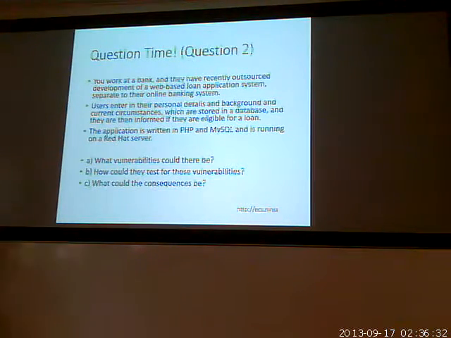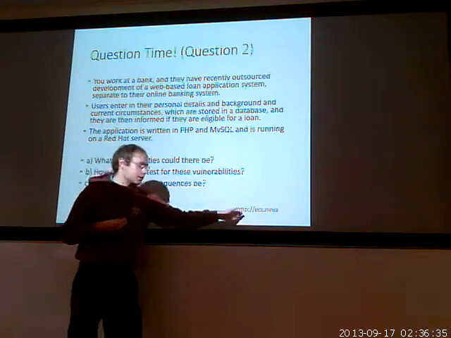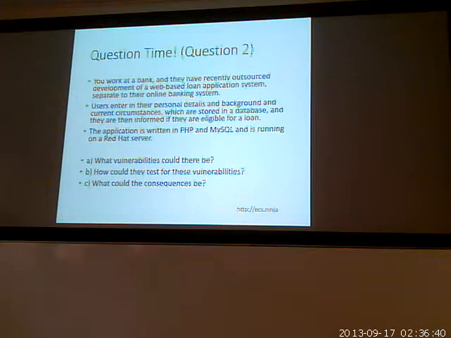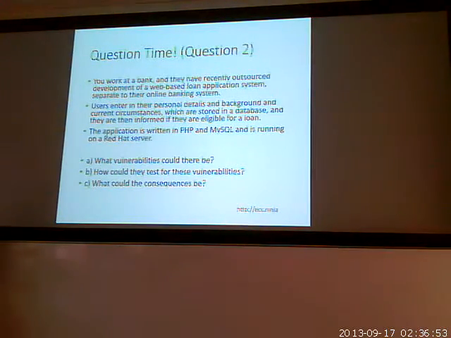So if you want to go again, like we did before, go to http://ecs.ninja, pick question 2, and have a bit of a thought and work through each of these questions. What vulnerabilities could there be in this application? How could they test for these vulnerabilities in this application? And what could the consequences be within the context of a bank-based system for applying for loans with this kind of personal data of people inside it? Again, you've got about 6 or 7 minutes to walk through those questions, and we'll take a look and see what you come up with.